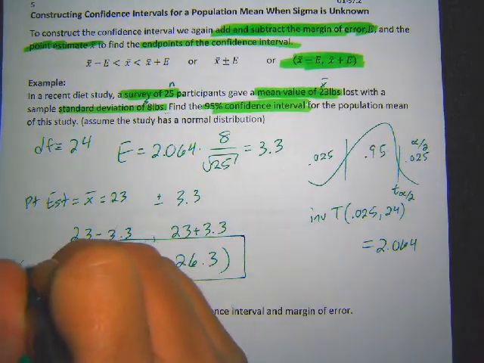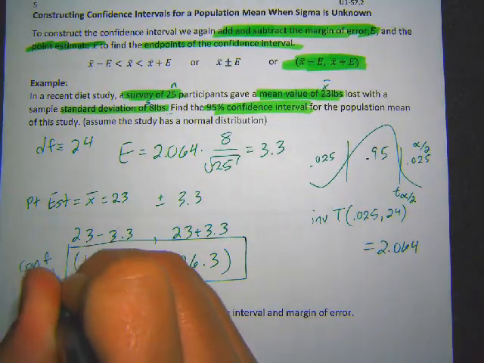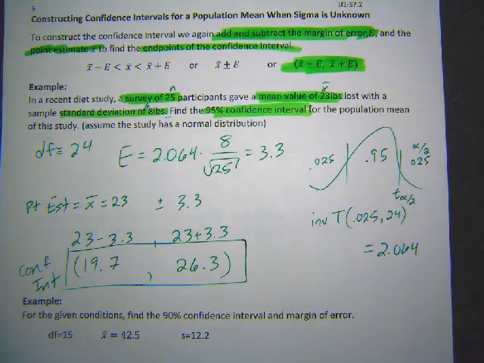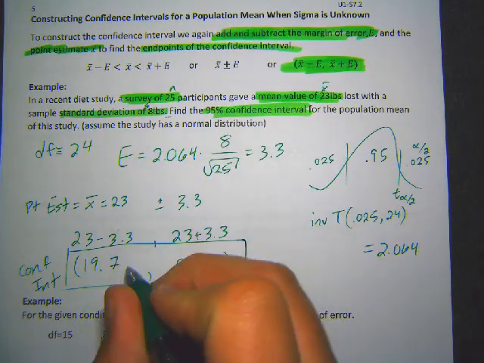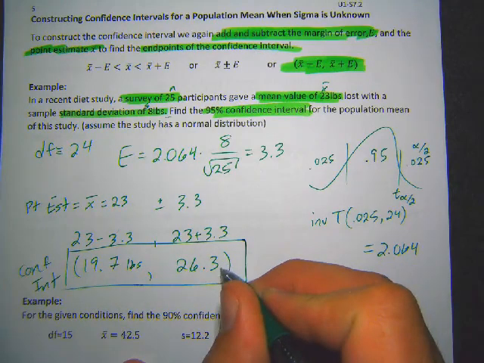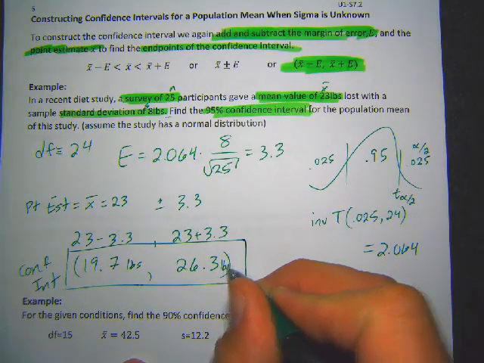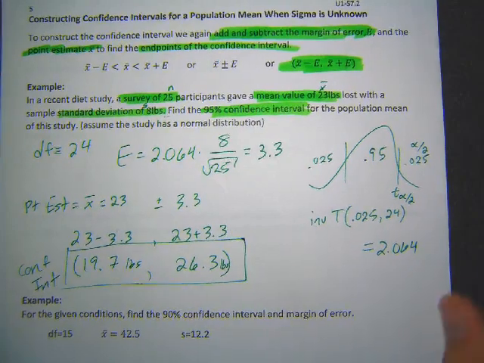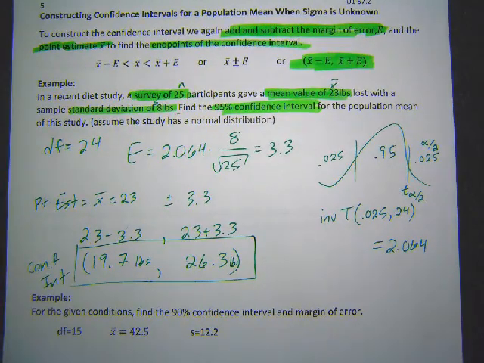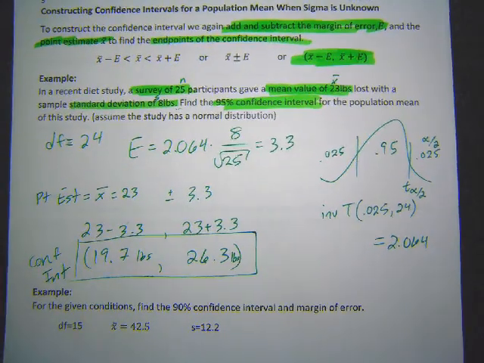This one. Again, this is for means, not for proportions. So not percentages, these are actually pounds, right? So this is somewhere between 19.7 pounds and 26.3 pounds. Because this is weights, because that's what we're looking at, the average weights. Okay, let's do one more.